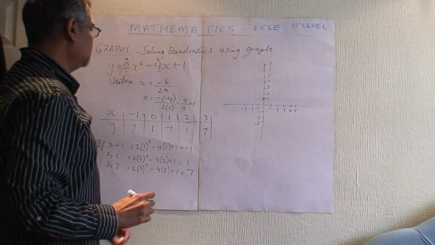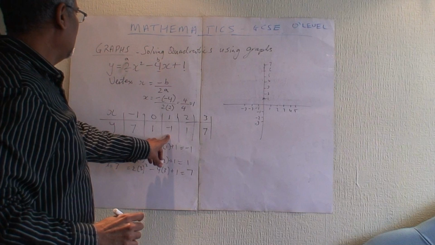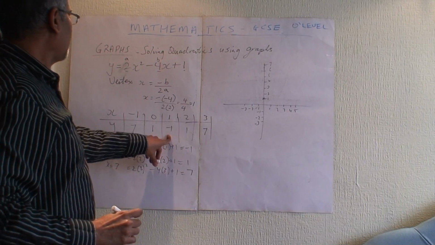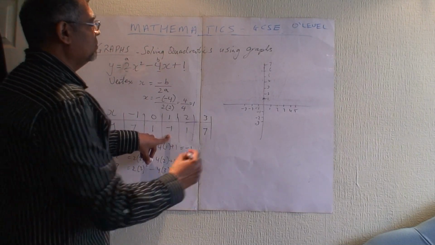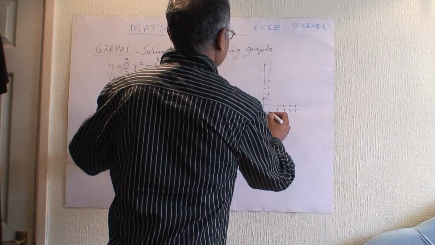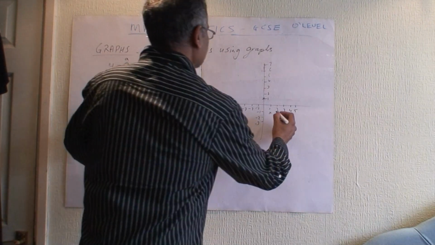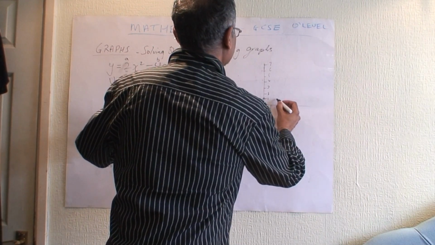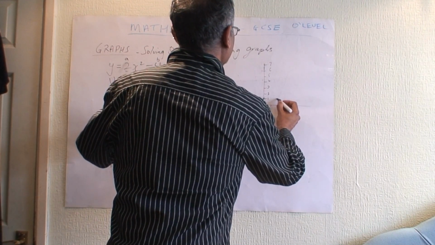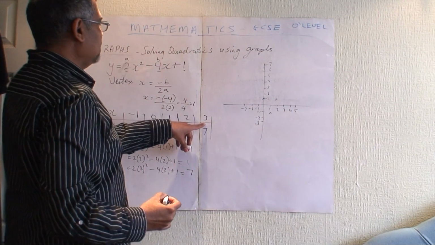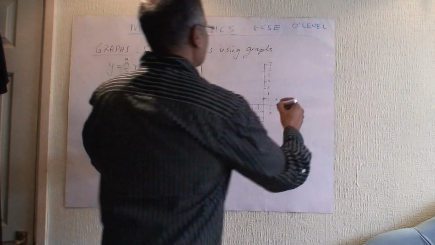Okay, that's the y-intercept. That's the first point. Okay, x is 1 and y is minus 1. X is 1, y is minus 1 is here. X is 2, y is 1. X is 2, y is 1 there. X is 3, y is 7.